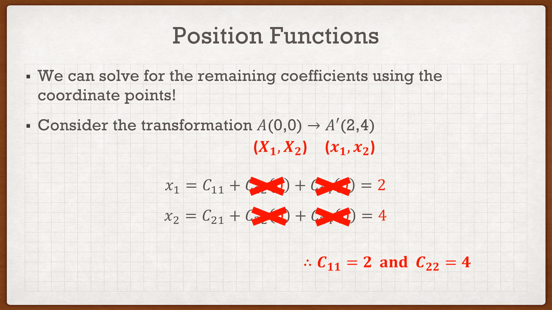And now that I know these coefficients, I can start using the other coordinate points to solve for the rest of the coefficients, C12, C22, stuff like that. Now, I guess I have a mistake here. It says C22 is equal to 4 when it's C21 is equal to 4. So I'll correct that after.